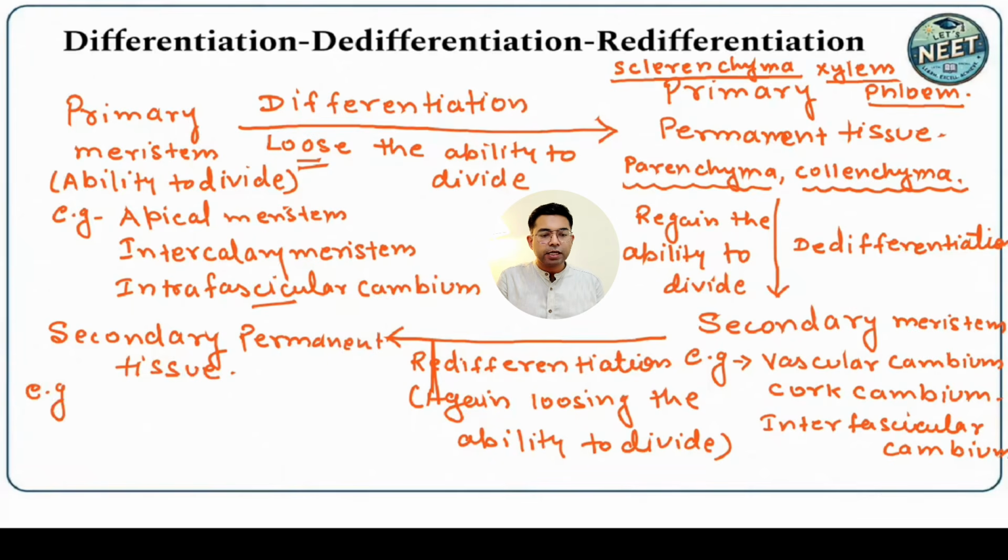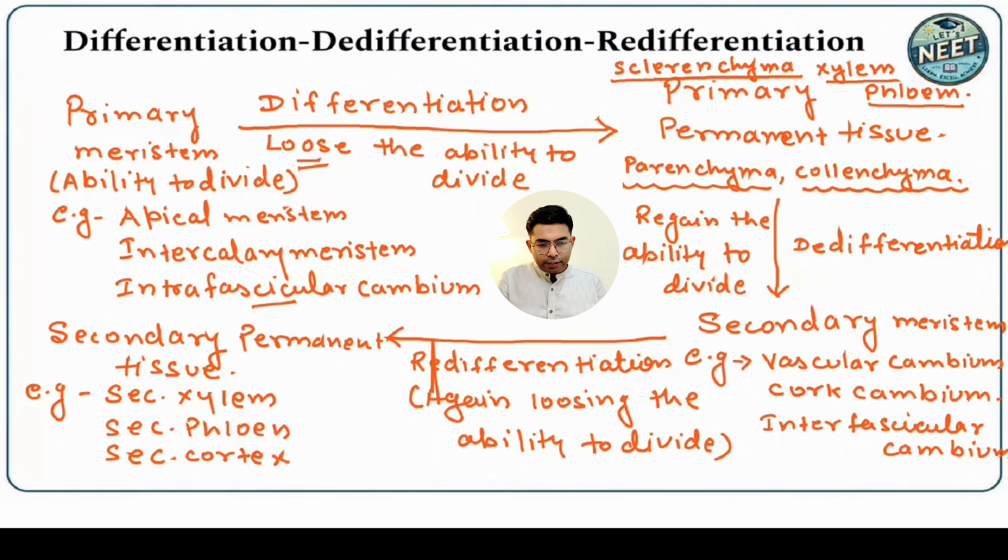Everything which starts with secondary. For example, secondary xylem, secondary phloem, then secondary medullary rays, secondary cortex. Even here we will consider cork. Cork is also an example of secondary permanent tissue. So overall it's a lot of things.